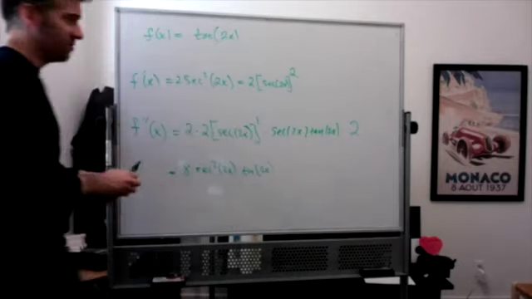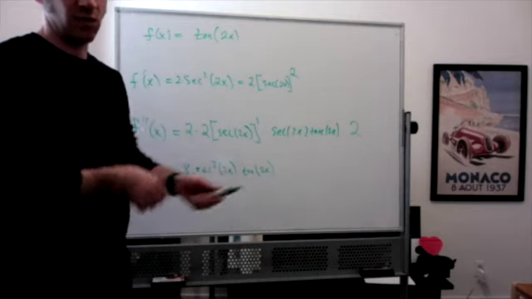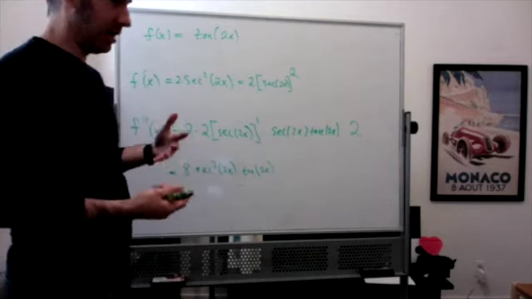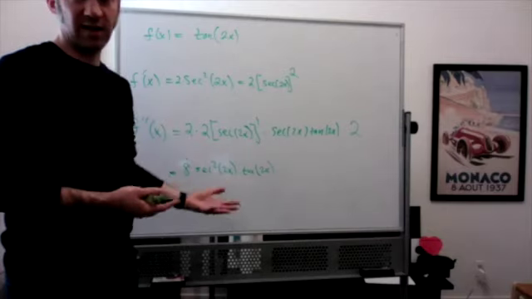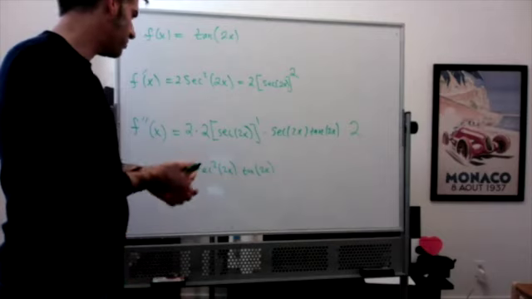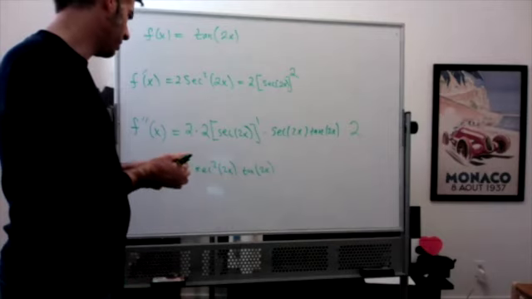What I really want to emphasize is be careful, right? When you differentiate secant squared, it's not secant tangent times secant tangent, right? It's secant squared. You have to use the chain rule. It's a little bit more complicated.